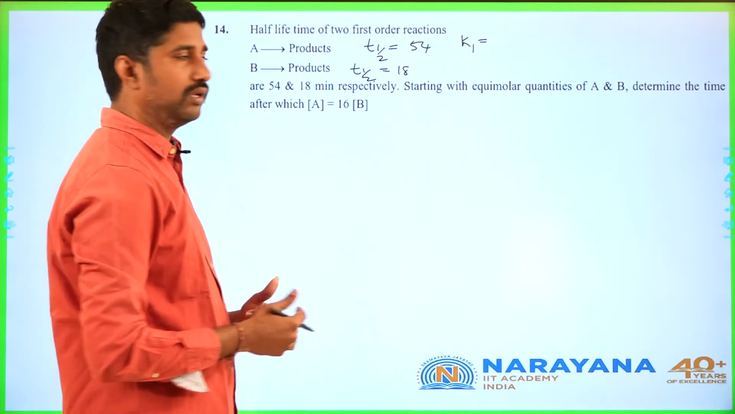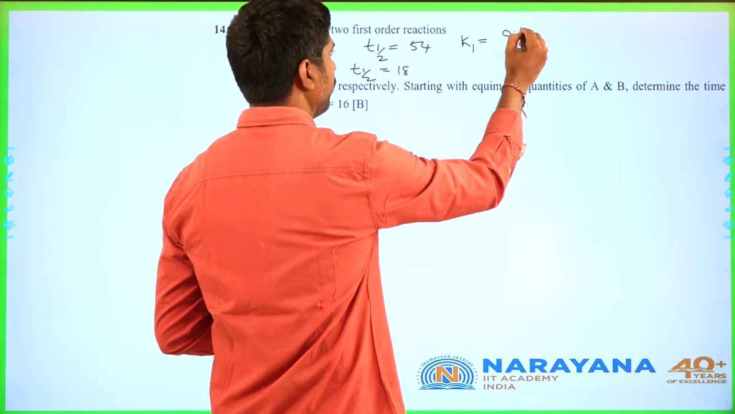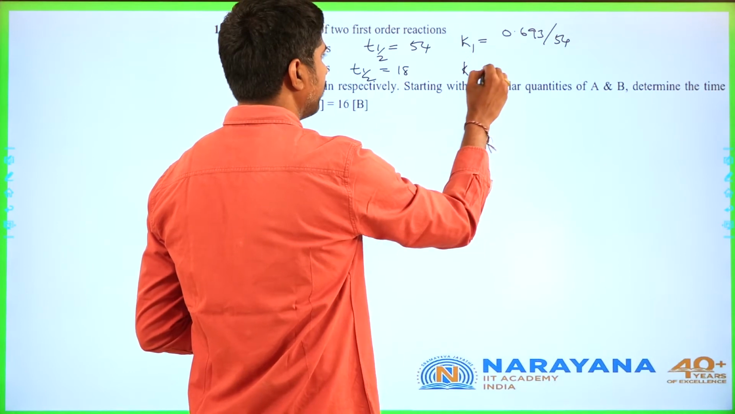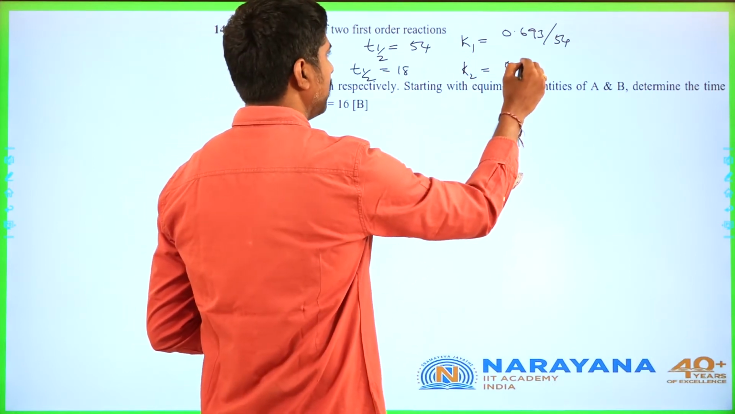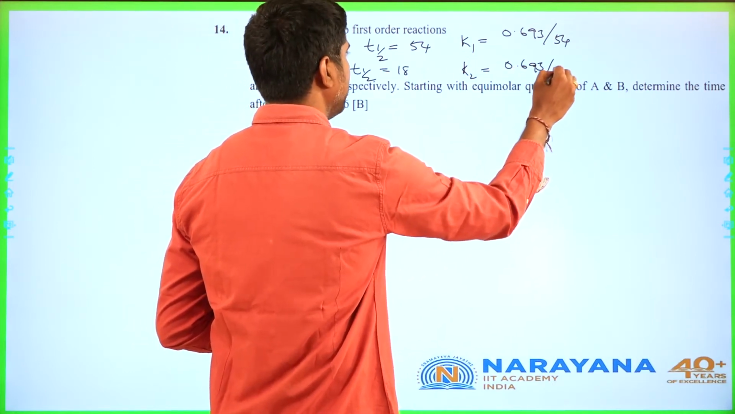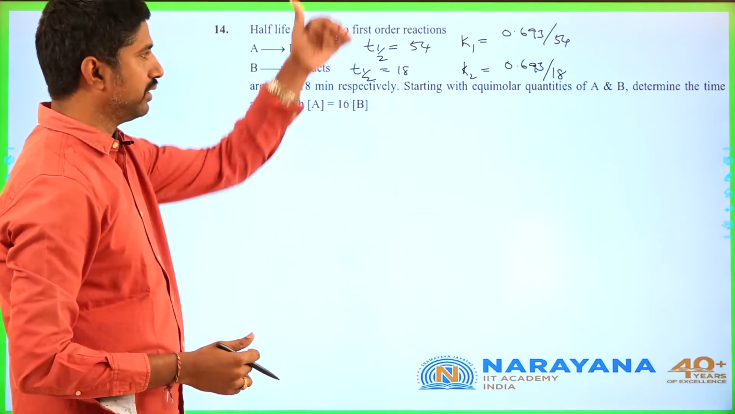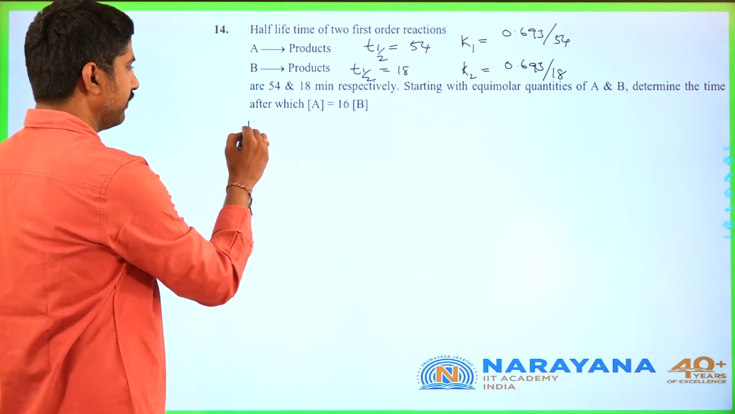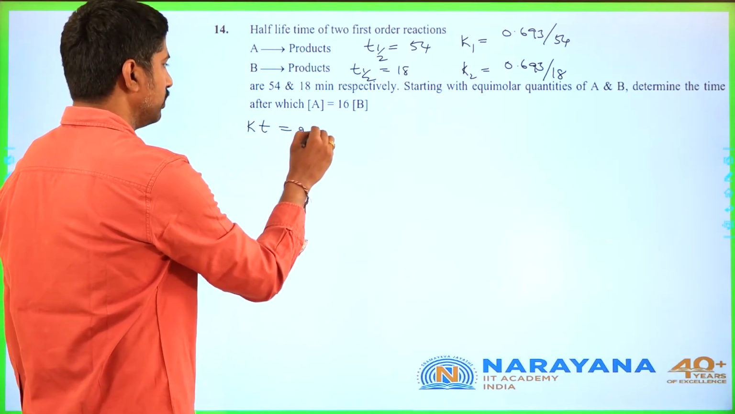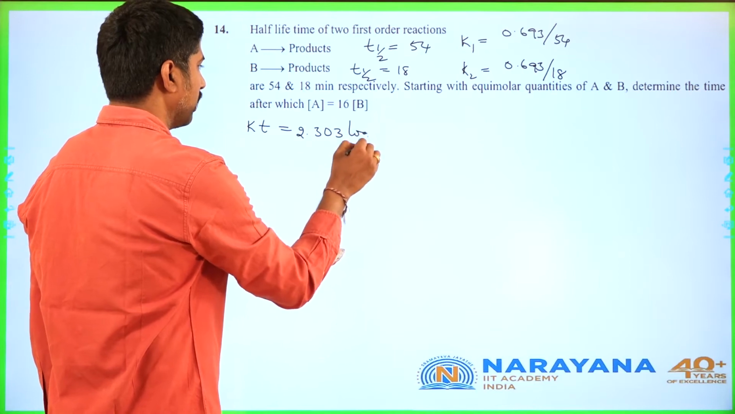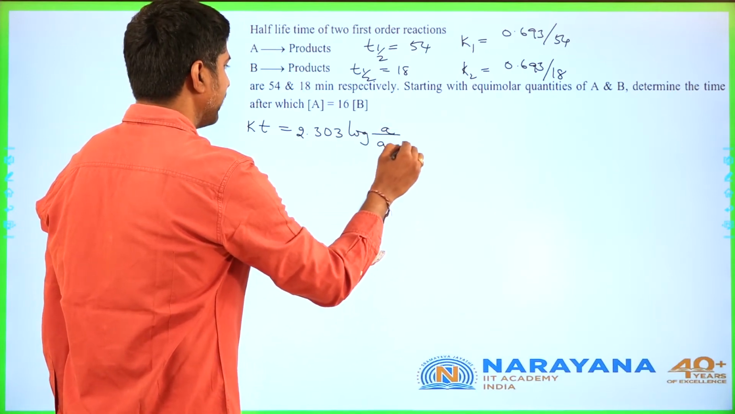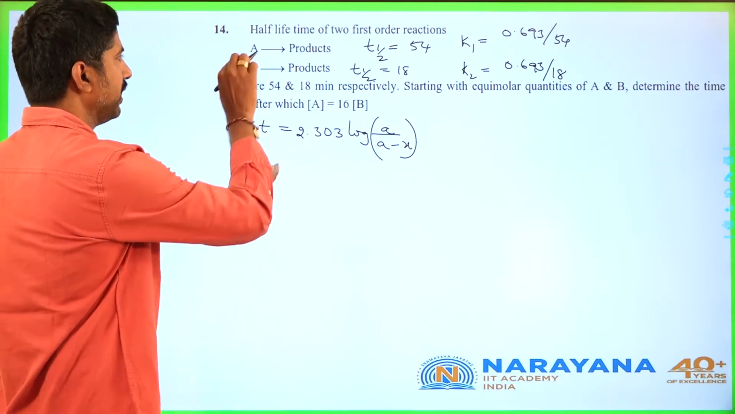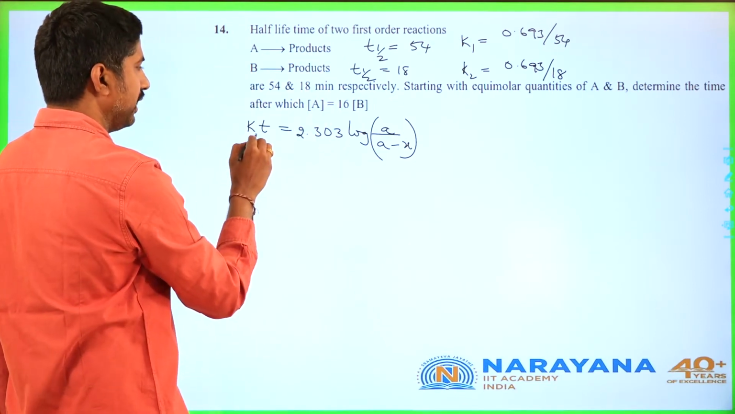Now, what is the rate constant of the first reaction, K1? I am saying that the rate constant will be 0.693 by T half. And what is the rate constant for the second? We can mention similarly 0.693 by 18. So we have rate constants K1 and K2. And we know the first order kinetics formula: Kt is equal to 2.303 log of A by A minus X is the common formula.